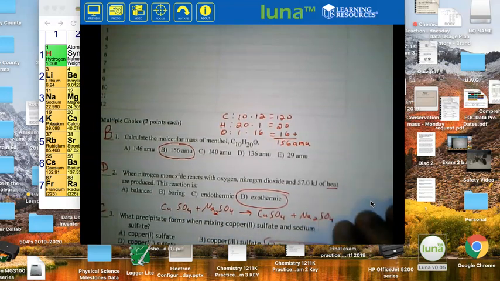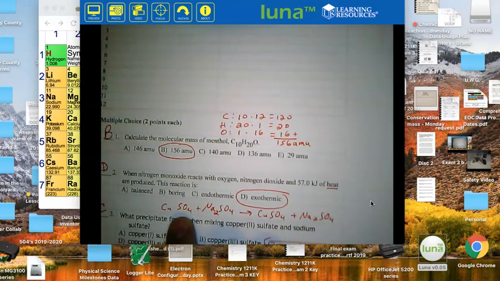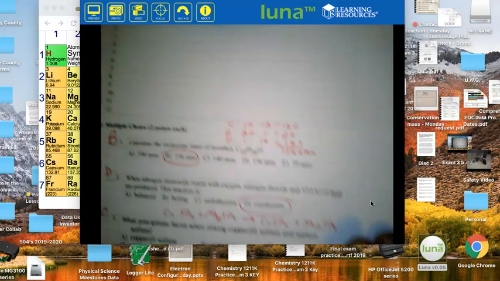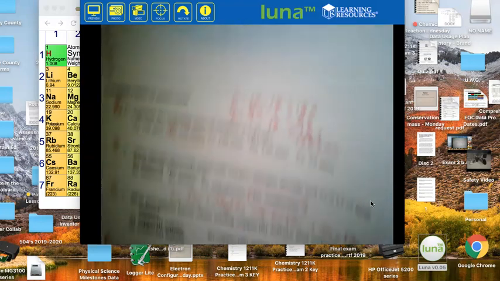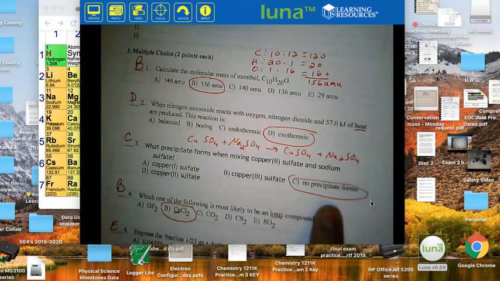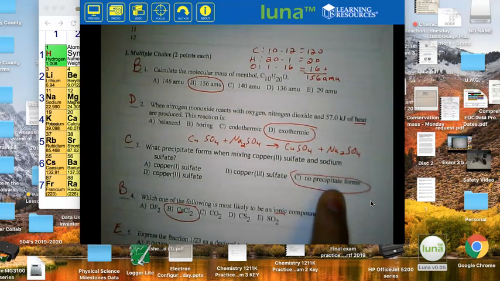So obviously, because copper sulfate and sodium sulfate are going to be aqueous, you don't have a precipitate. Your answer for that one should be C, no precipitate forms.